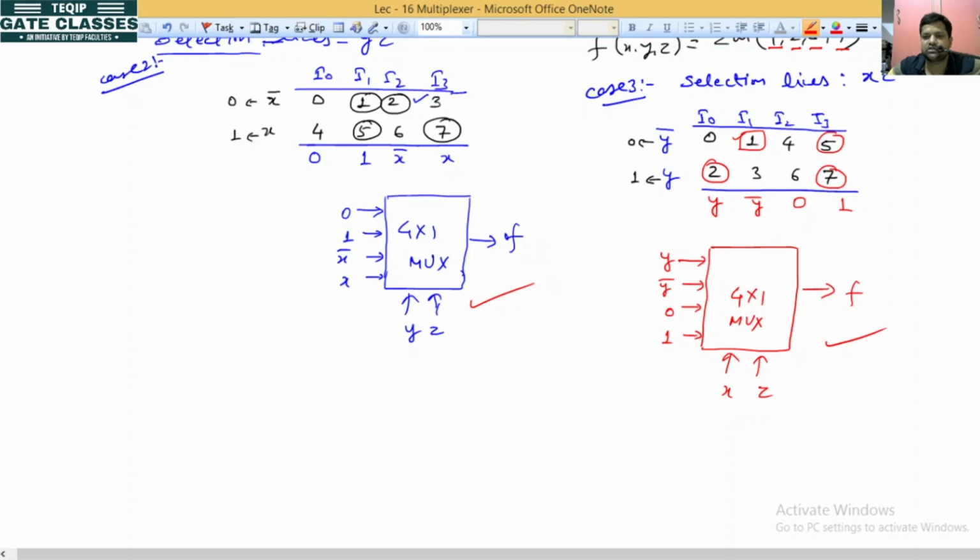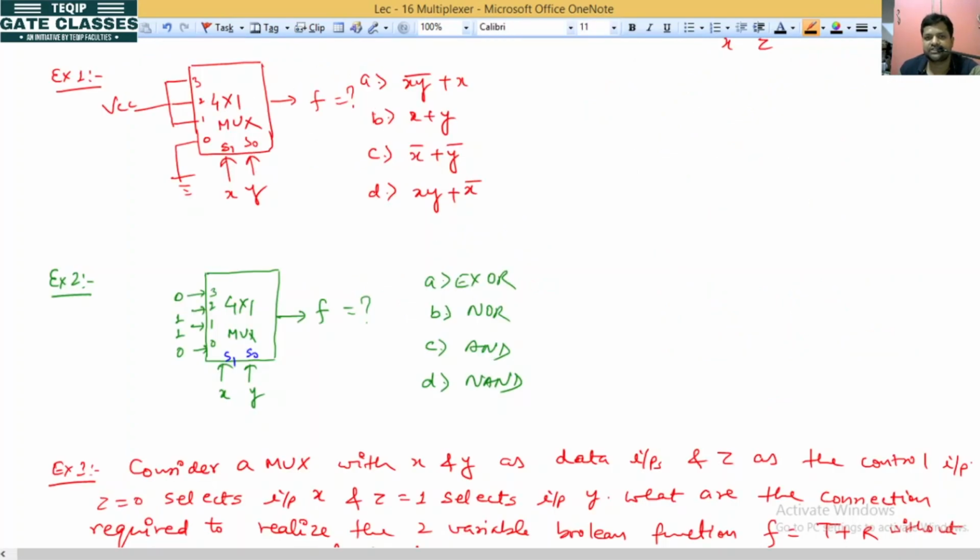Now I have some questions based on multiplexer, okay. We have to solve these questions one by one. So in example 1 we have 1, 2, 3 data inputs that are connected with VCC, and 0 is connected with the ground. S1 has x, S0 has y. So we have 2 selection lines, that is x and y, and out of 4 data inputs, I0 is connected to the ground, and the remaining 3 will be connected with VCC.